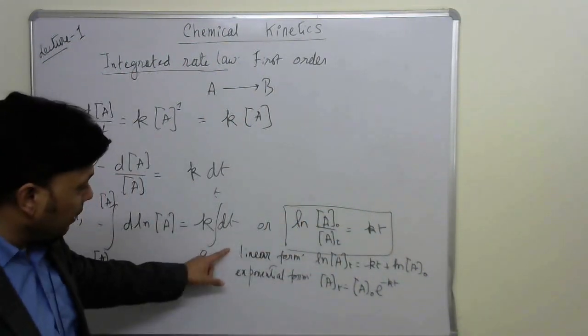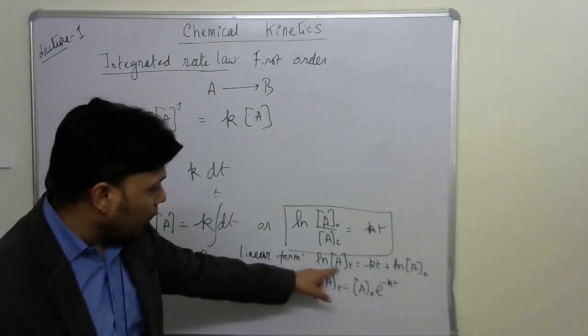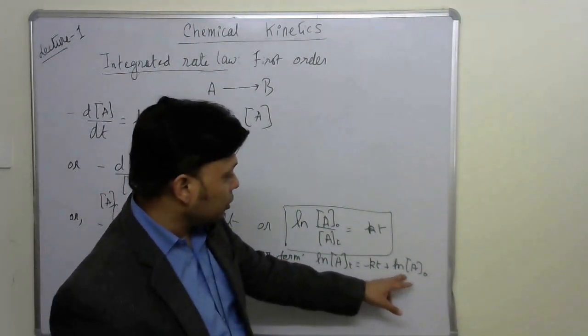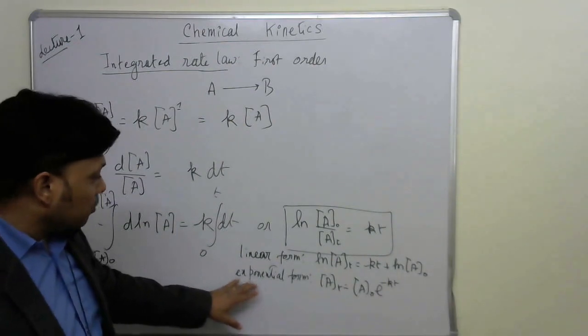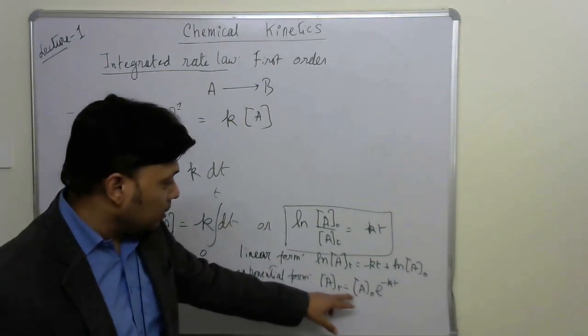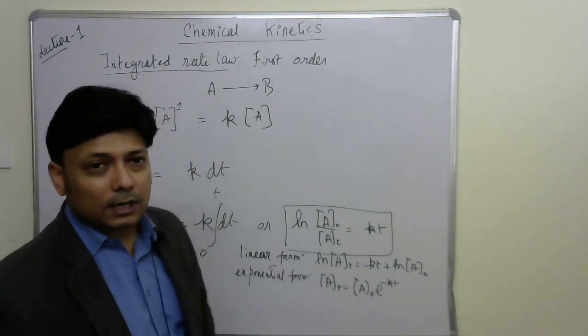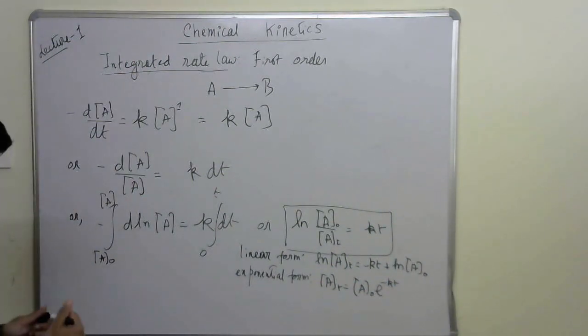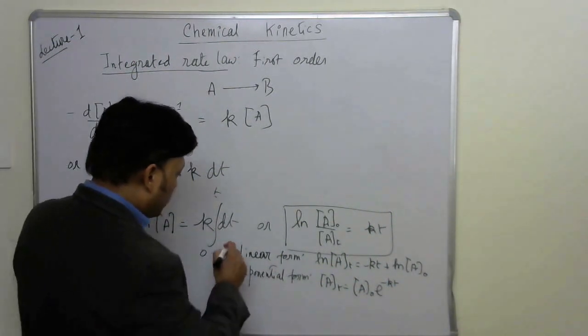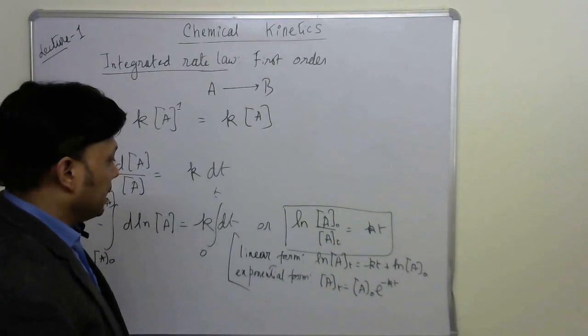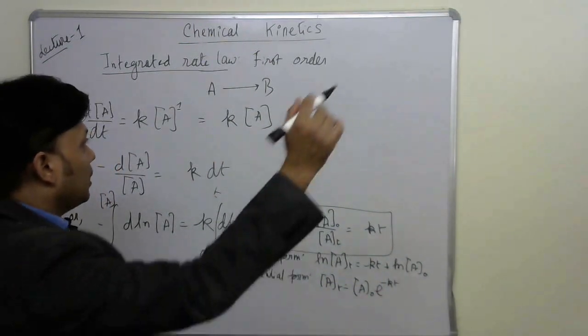So this equation is known as the integrated rate law of the first order reaction, and it can be represented in two forms. One is the linear form, that is natural log of A_t is equal to minus kt plus natural log of A naught, and the exponential form, where A_t is equal to A naught e to the power minus kt.